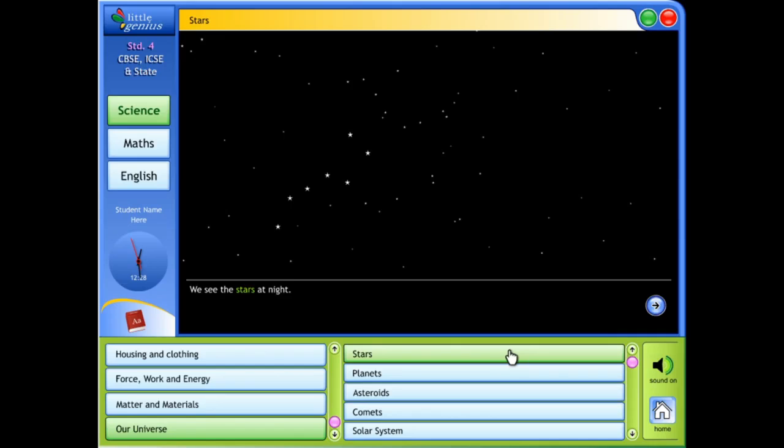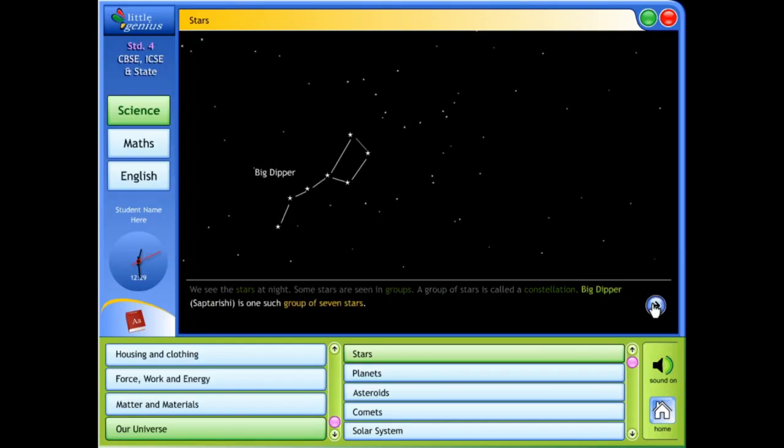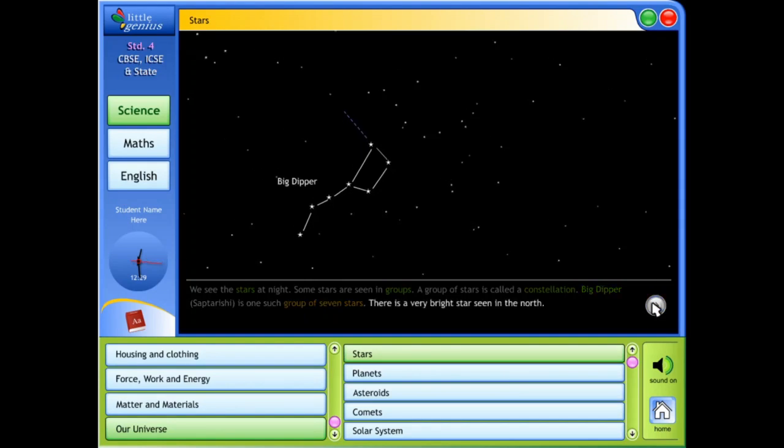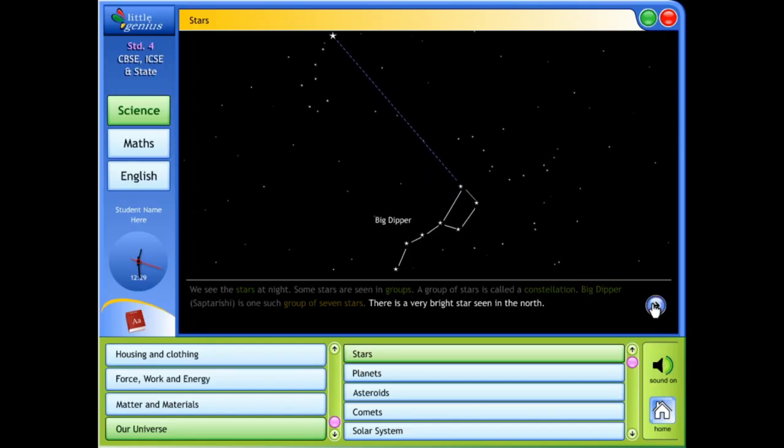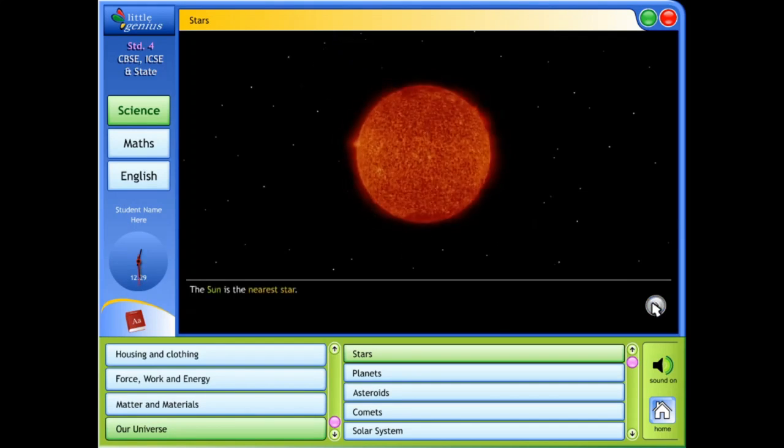Stars. We see the stars at night. Some stars are seen in groups. A group of stars is called a constellation. Big Dipper or Saptarishi is one such group of 7 stars. There is a very bright star seen in the north. It is called the pole star or Polaris. The position of this star helps in finding out the north direction. The Sun is the nearest star.